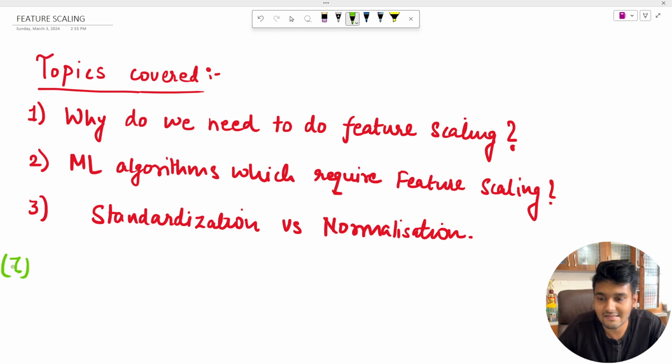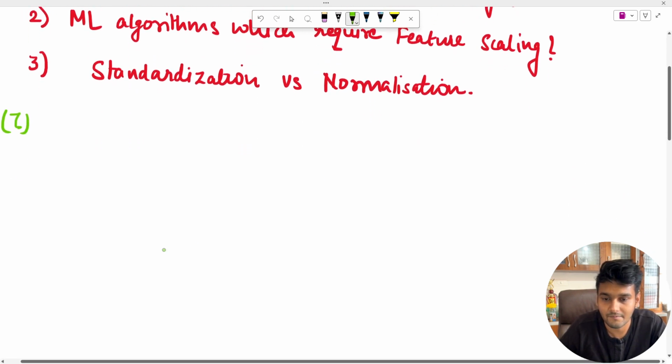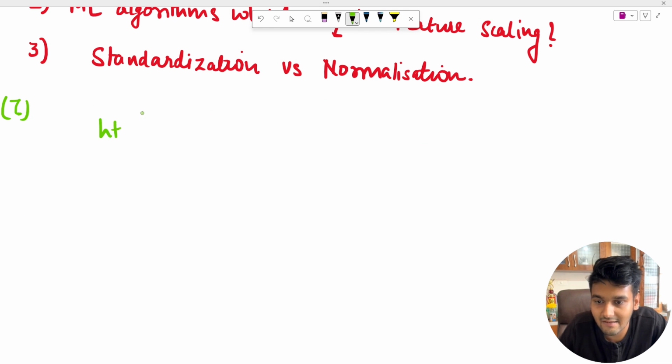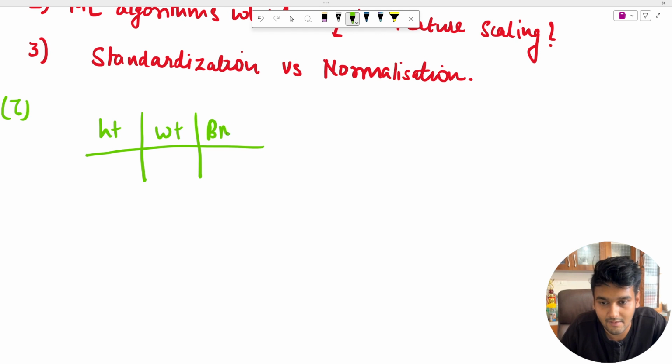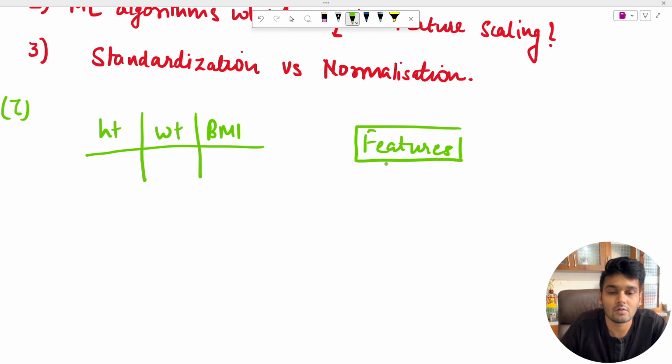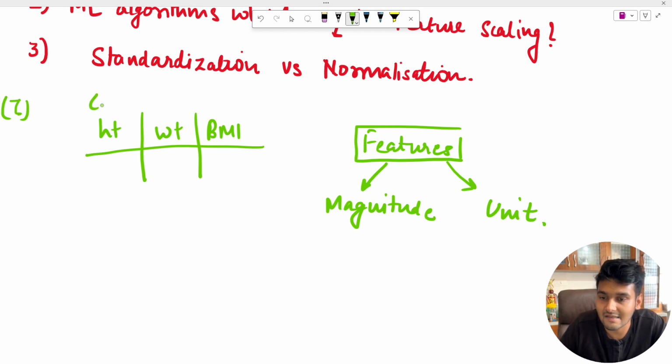So consider an example where we have a data set which has height and weight of individuals and we are calculating BMI, right? Now every feature, as we're talking about feature scaling, we are dealing with different features, right? And every feature has two properties. One is magnitude and second is unit, right? So consider an example here where height is in centimeter and weight is in kg, and you are calculating BMI. We know that BMI is given by weight upon height square.